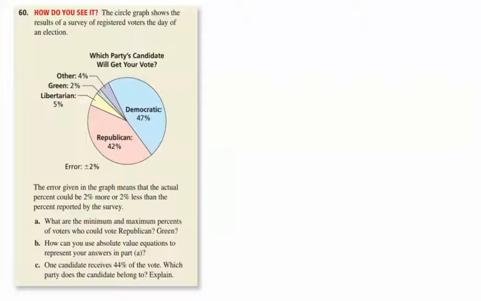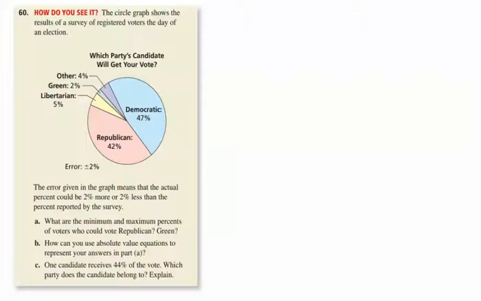But then it says that the percent error is plus or minus 2%, which just means that we don't know the exact numbers, but they could be, for each category, higher by 2 or lower by 2. So the error given in the graph means that the actual percent could be 2% more or 2% less than the percent reported by the survey.